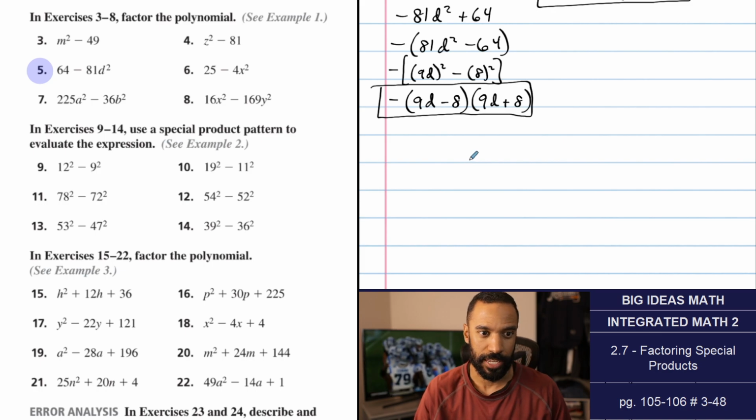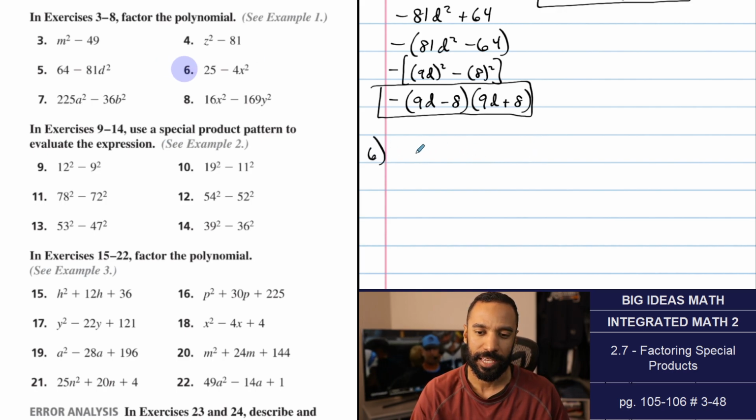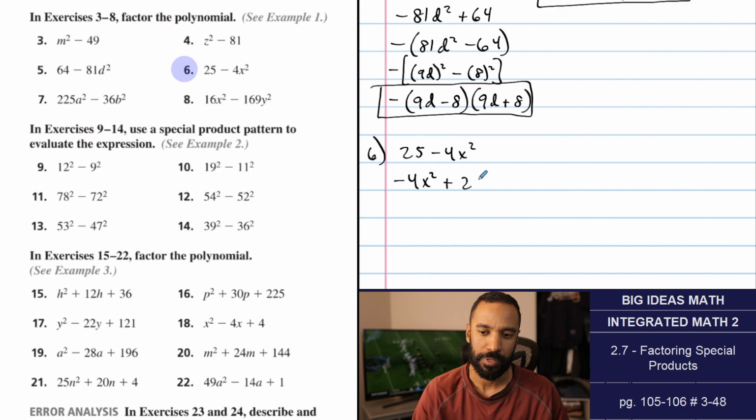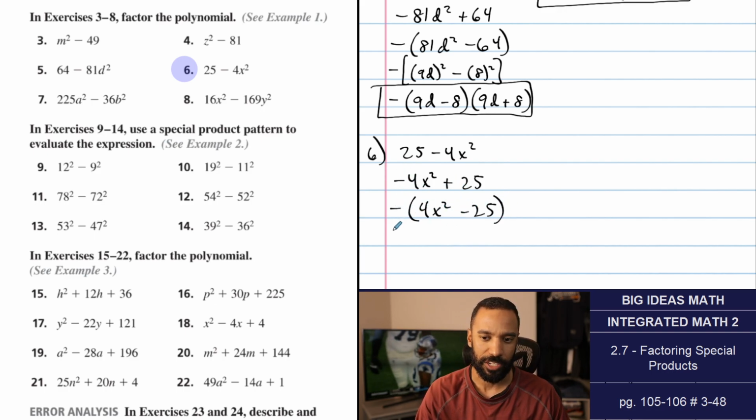And clearly, I was in dire need of wanting to show that. And I'm going to show that for all these other ones that have non-standard form sets. Number 6 is another example of that. So number 6, 25 minus 4x squared. I'm going to rewrite this so negative 4x squared is first, but to have the actual difference of these terms, let's factor and get a 4x squared minus 25. Boom. Factoring the negative out, and that sign changes.